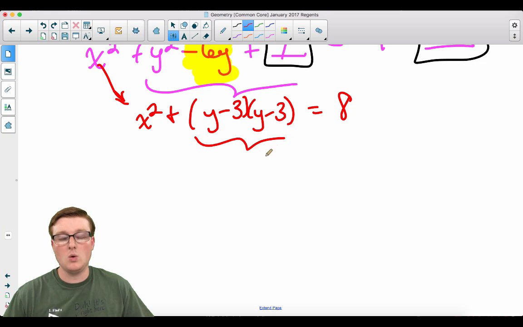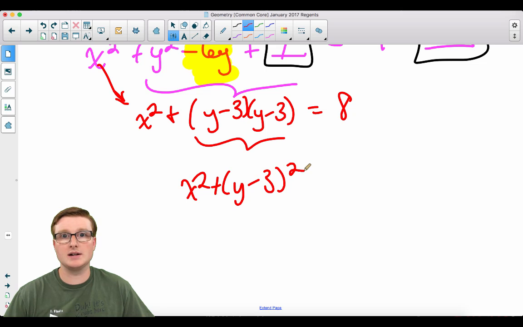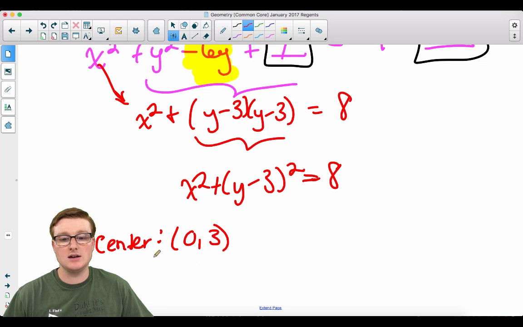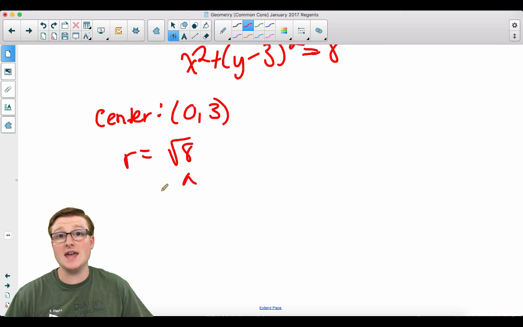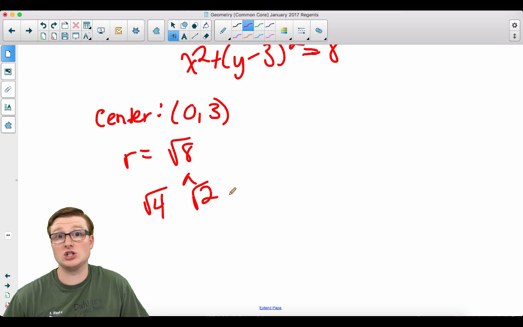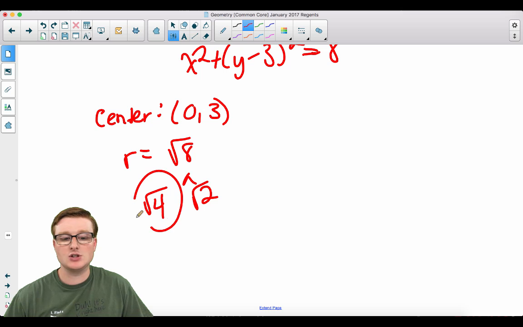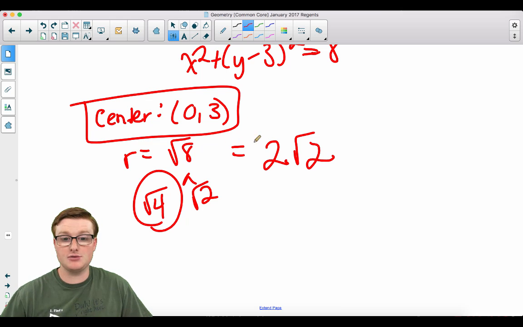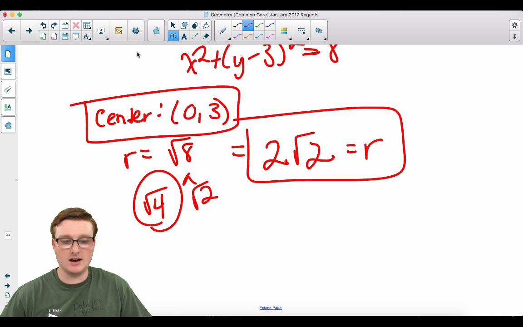Let's keep going. Y minus 3 and y minus 3 can be written as y minus 3 squared is equal to 8. So the center is 0, 3 because it's the opposite, and your radius is the square root of 8. Now, the square root of 8 can be simplified by breaking it into 4 and 2, because 4 times 2 is 8. The square root of 4 is a perfect square, so that is going to be 2. Radical 2 carries along for the ride. So your center is 0, 3, and your radius is 2 radical 2.